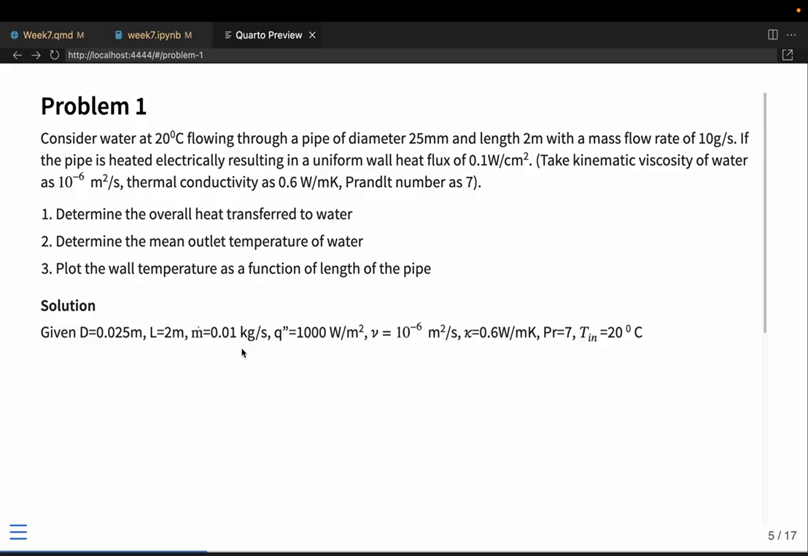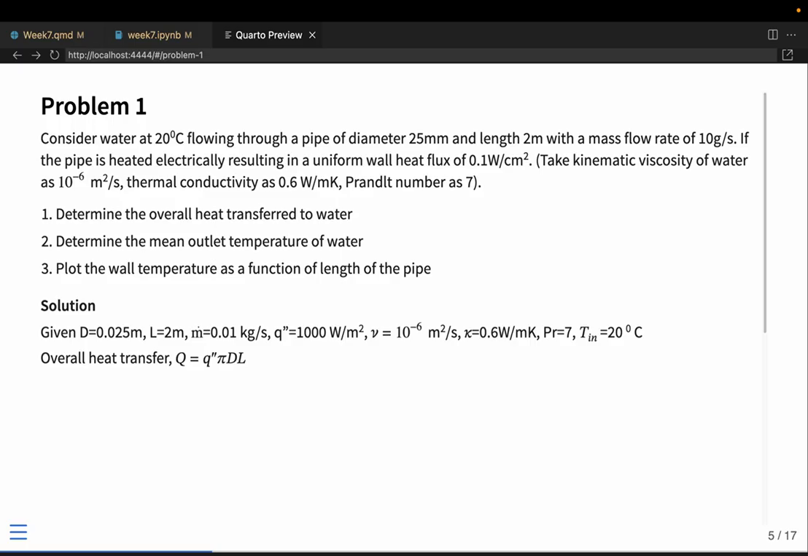So these are the values that are given to us. We have the diameter, length, mass flow rate, heat flux, kinematic viscosity, thermal conductivity, Prandtl number, and the inlet temperature specified to us in the problem statement itself. And the overall heat transfer is a straightforward one. All you have to do is multiply the heat flux with the total surface area of the pipe, which is given by pi dl. It's not the cross section area. This is a common mistake that we see when students are attempting.